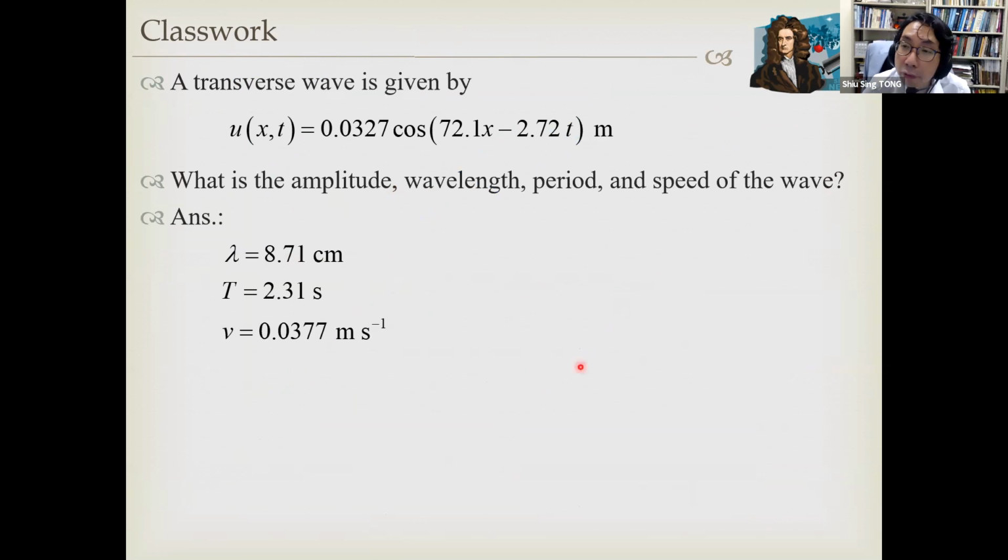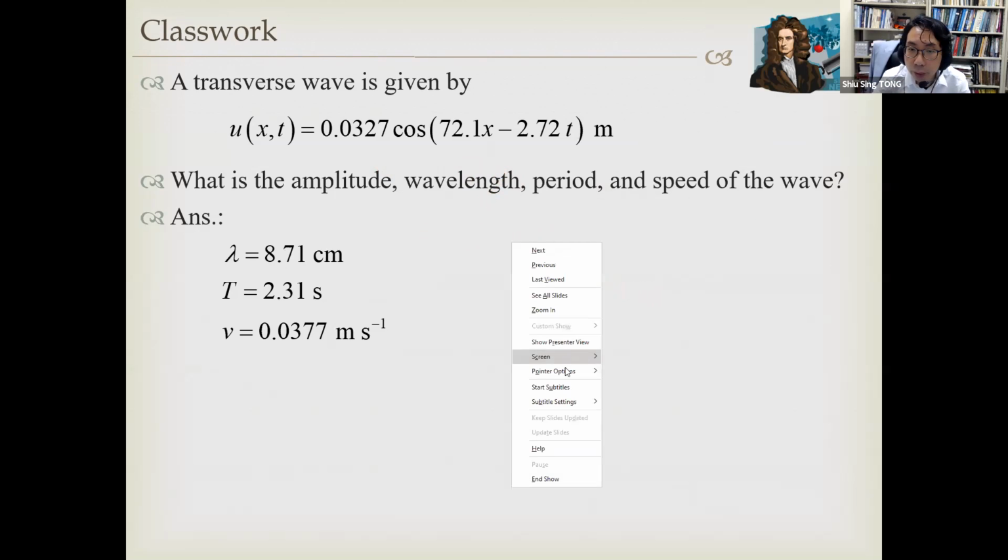Now here we have a classwork. The classwork gives you a formula of a sinusoidal wave, and you have these constants. You are required to find the amplitude, wavelength, period, and the speed of the waves. Now, this actually is quite easy. I just want you to get familiar with the physical quantities that are involved in describing the waves.